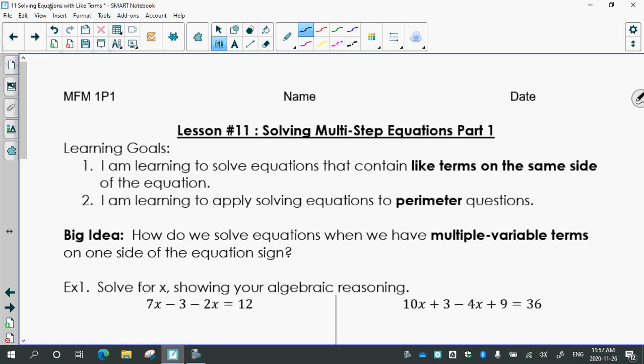Okay, lesson 11, solving multi-step equations, part 1. So we're learning to solve equations that contain like terms, which we've been working with a lot this week. So it's just adding one more layer on, like terms that are on the same side of the equation. Okay? And we're learning to apply solving equations to perimeter questions. So our big idea is, how do we solve equations when we have multiple variable terms on one side?